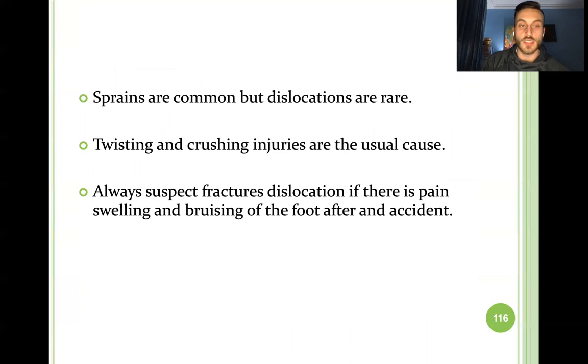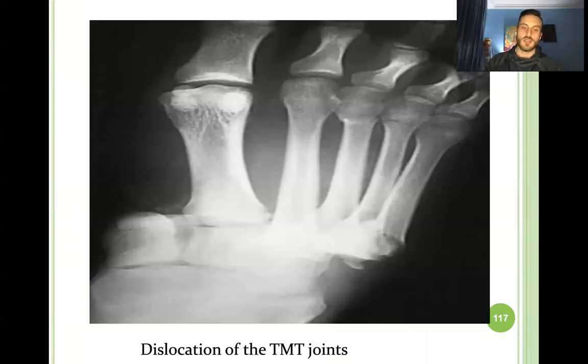Tarsometatarsal injuries can be either sprain, twisting, or dislocation. You can see here dislocation of the TMT joint, the tarsometatarsal joint. Be careful of Lisfranc injury, which is the ligament between the first and second ray. Okay, it's called Lisfranc injury. It's common, you have to reduce it and not miss it.